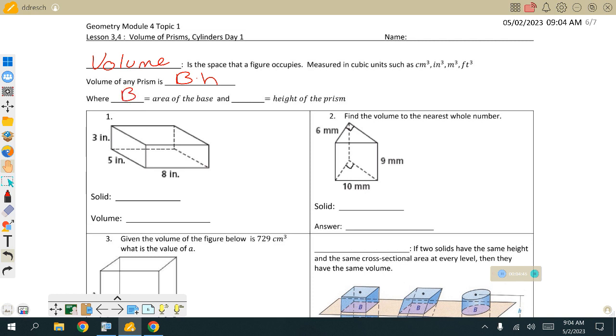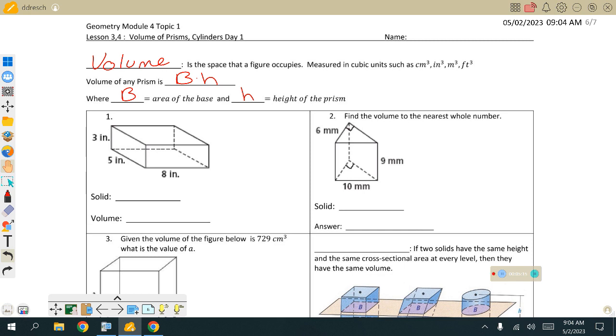Capital B in geometry stands for the area of the base. What shape is the base? It could be a triangle, a rectangle, a pentagon, a square, a hexagon, whatever. And then the little h in geometry depends on what you're focusing on. If it's volume, little h usually represents the height of the prism. If we're in area, it usually represents the height of the polygon.